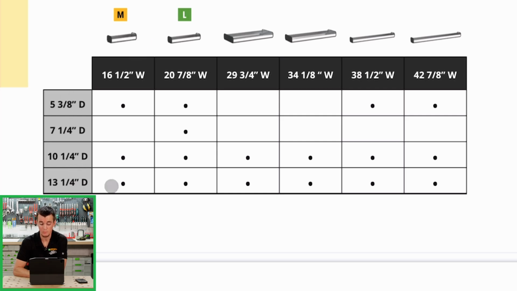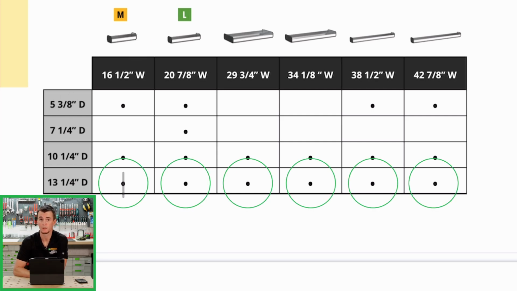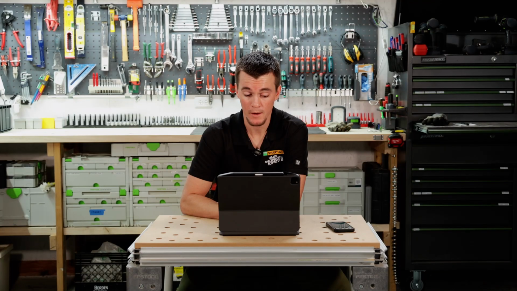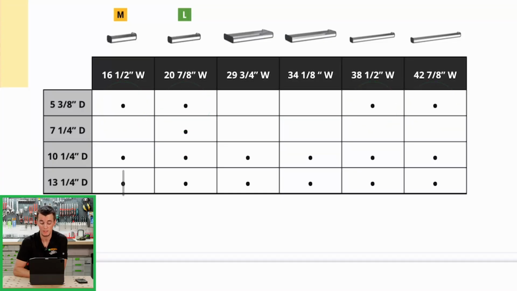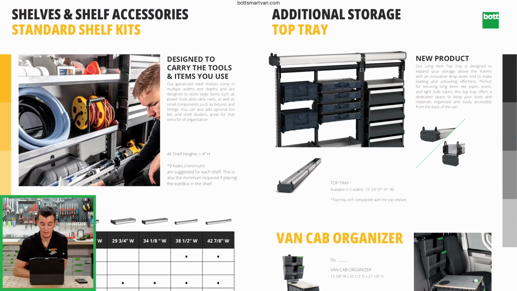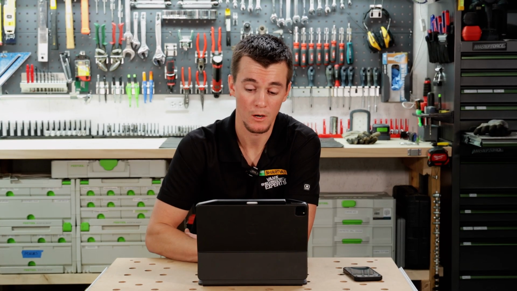So in most cases, you're going to want to use the 13.25-inch shelf, but where you have to, for example, in front of a wheel well, you might only be able to use the 5 3/8-inch deep shelf. Generally speaking, we recommend that you're going to need at least 9 holes minimum for a shelf. So that would be if you're going to use the bott boxes. Of course, you can leave more space if you want to put taller items on the shelf as well.